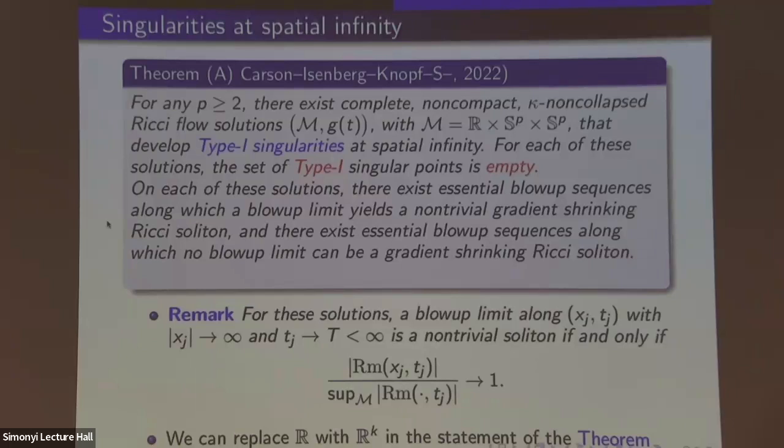And then we also give a criterion: if you give me an essential blow-up sequence on these examples that we have, the criterion that I wrote here tells you whether your limit will be a soliton or not. If this ratio converges to 1, then we know that the blow-up limit will be a gradient shrinking Ricci soliton. If it's not 1, and you can find examples where it's not 1, then it's not. So this is what we did a couple of years back.